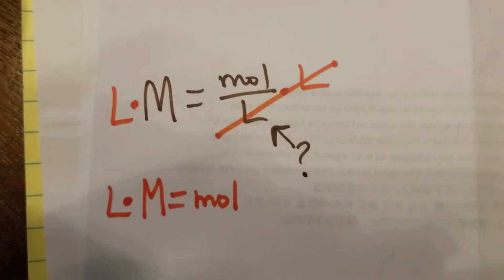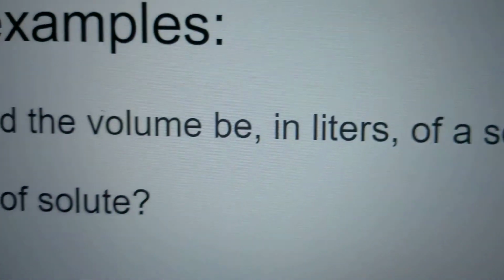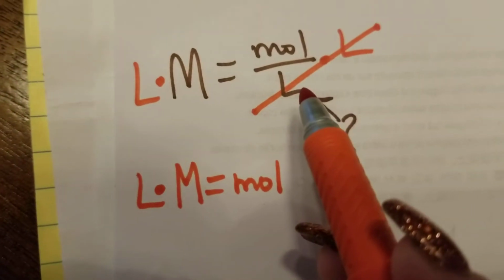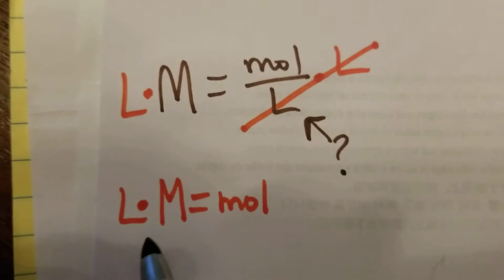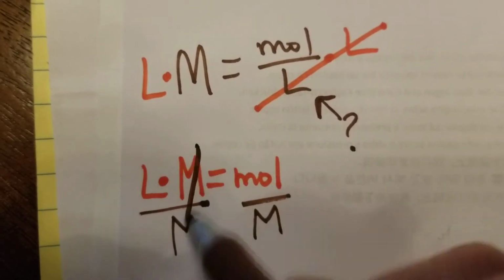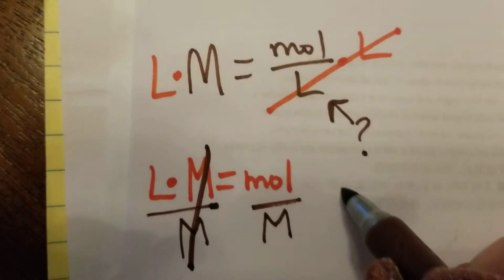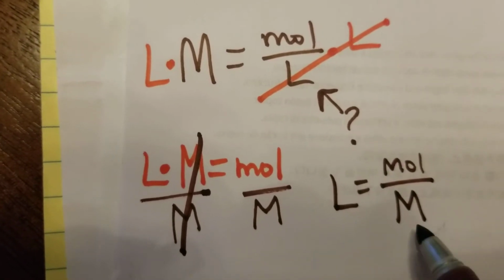That's fine. That's not what the question is asking for. It's not asking for moles, right? We know that. The question is asking for the volume in liters. So what we are trying to do is isolate liters, but at least now it's not in the denominator. So now I can take the equation and divide both sides by the molarity, cancel molarity, and what does that give us? That gives us liters equals moles over molarity, capital M.